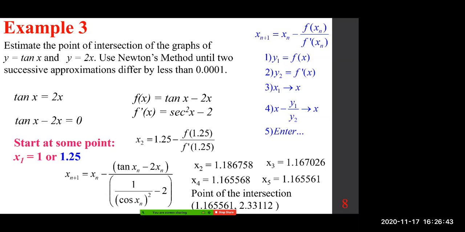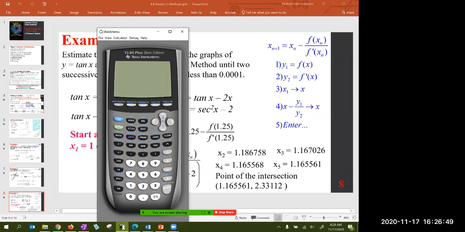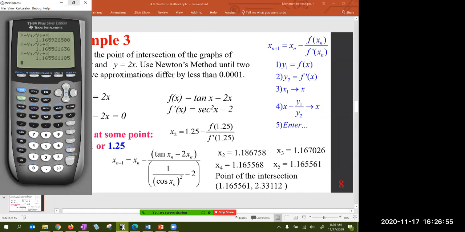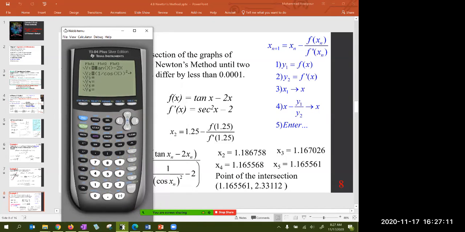Let me see if I can quickly show you a graphing calculator if I have this here. If I can make this large, this is as large as it gets, class. So first and foremost, y sub 1, I hope you can see that. Y sub 1, okay, let me just move this a little bit. Okay, y sub 1, take a look everybody, y sub 1 is tan x minus 2x or f of x. Y sub 2 is secant squared x minus 2, okay? So it's 1 over cosine squared minus 2. So that's the first thing, okay?